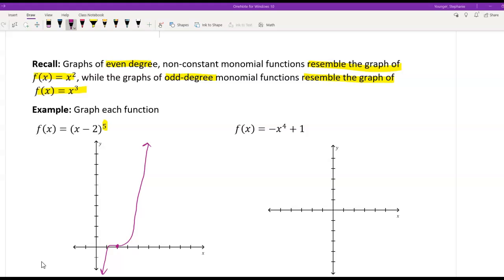All right, and when we take a look at negative x to the 4th plus 1, we'll go up to our 1. It has that even exponent, however, that is a negative a, so I know I'm going to be going down, and I'm going to be actually a little wider. It's going to be that wider U shape before going down.